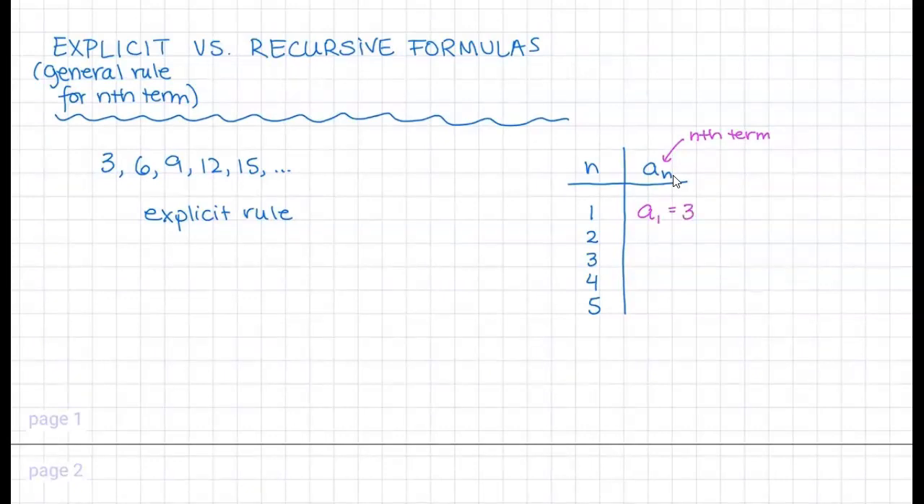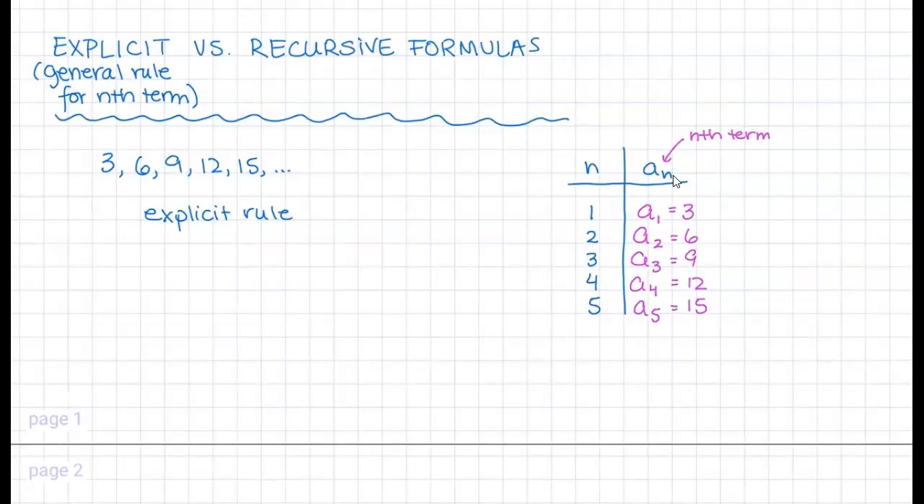And then when n is 2, we have a sub 2, and in this case the second term is 6. And so on. The third term, a sub 3, is 9. A sub 4 is 12. And finally, the fifth term, a sub 5, is 15.